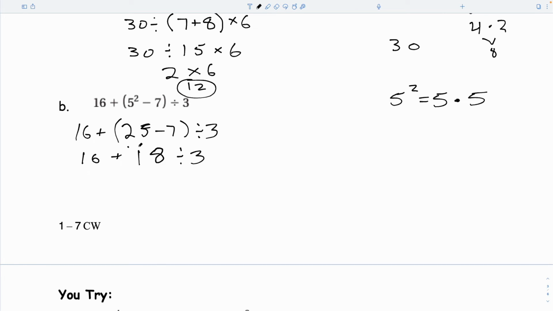Okay, so I have 16 plus 18 divided by 3. Well, which one goes next? Tessa. Okay, what's 18 divided by 3, Tessa? Help us out, Aiden. 6. Okay. Bring down the 16. Add 6 to it. And what's our final answer? Daniel. You got it.